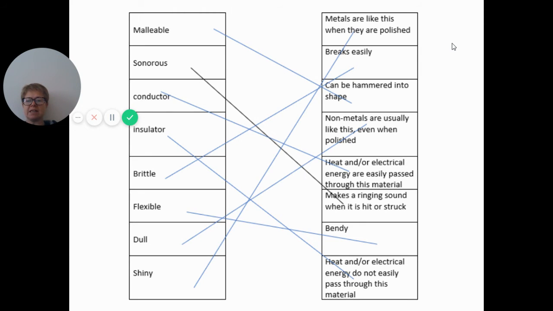brittle, breaks easily, flexible, bendy, dull, non-metals are usually like this even when polished, and shiny, all the way to the top, metals are like this when they are polished. If you didn't get all of that, you could pause the video now and just check your answers. I'm going to move us on.